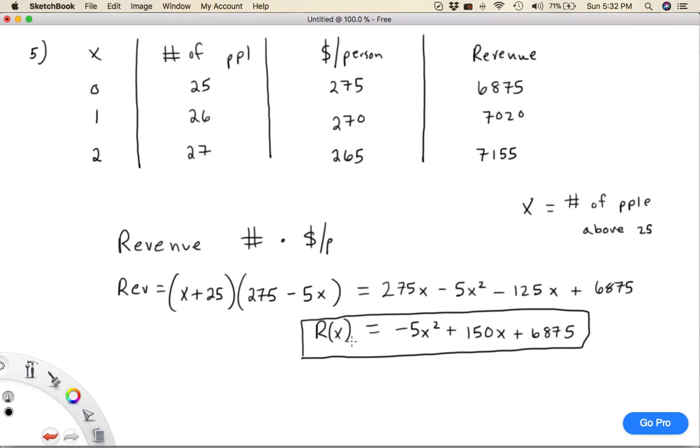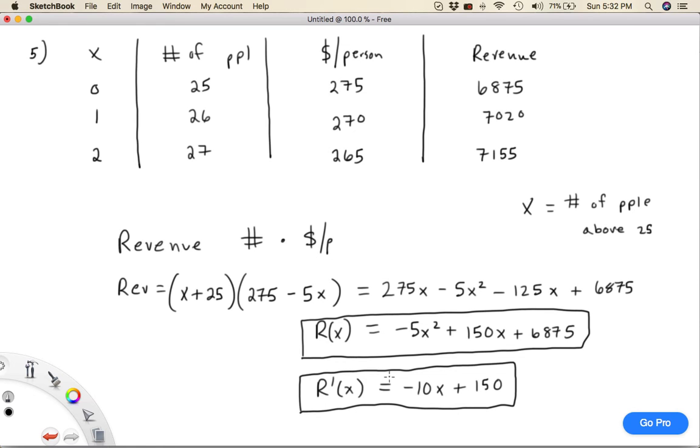Okay. Then we need to find the marginal revenue function. So that's basically the derivative of the revenue function. And that's going to be negative 10x plus 150. That tells us for each person that we're adding, how much does the revenue increase, right? Because a derivative is a rate of change, and this one is the rate of change in revenue with respect to the number of people. So it's like if you increase the number of people, what happens to the revenue?